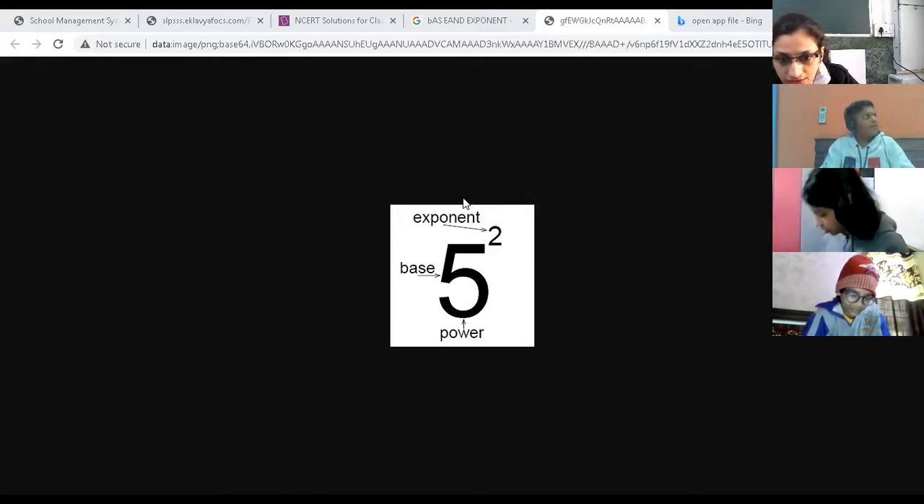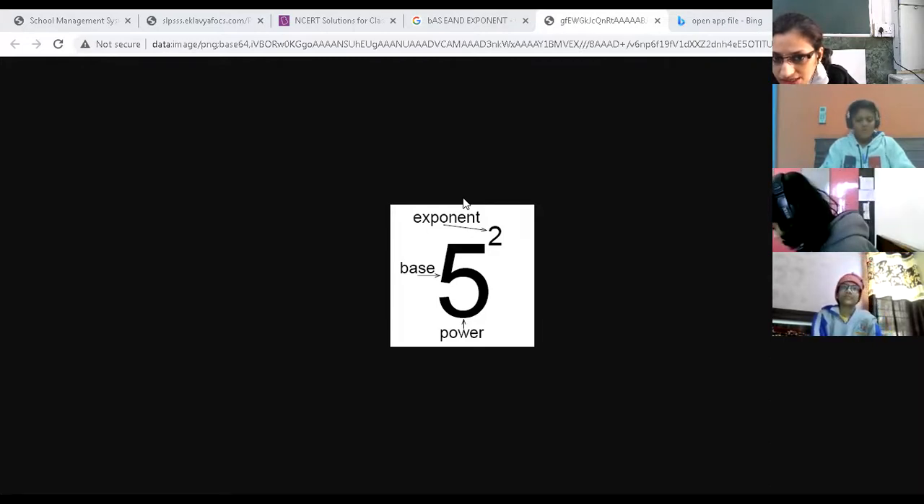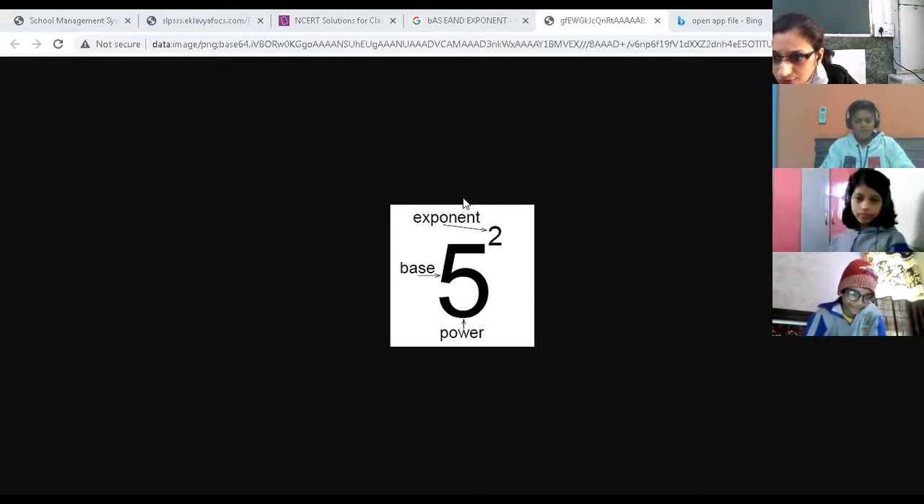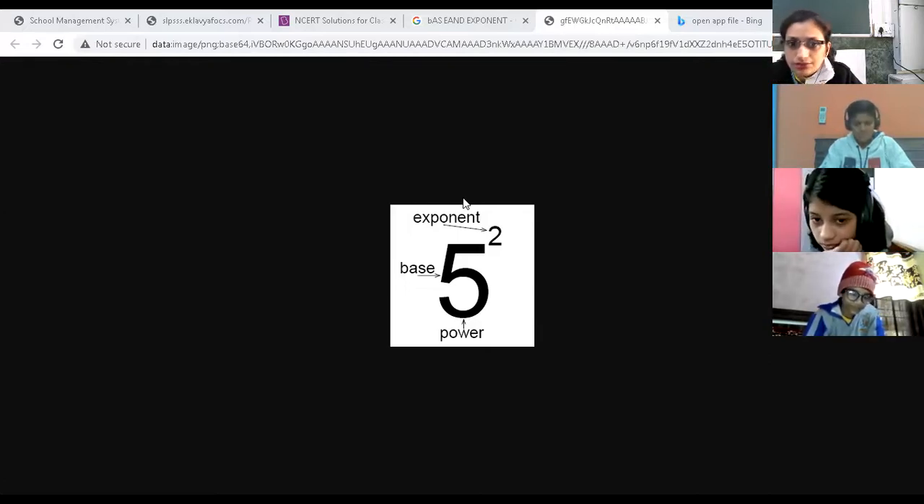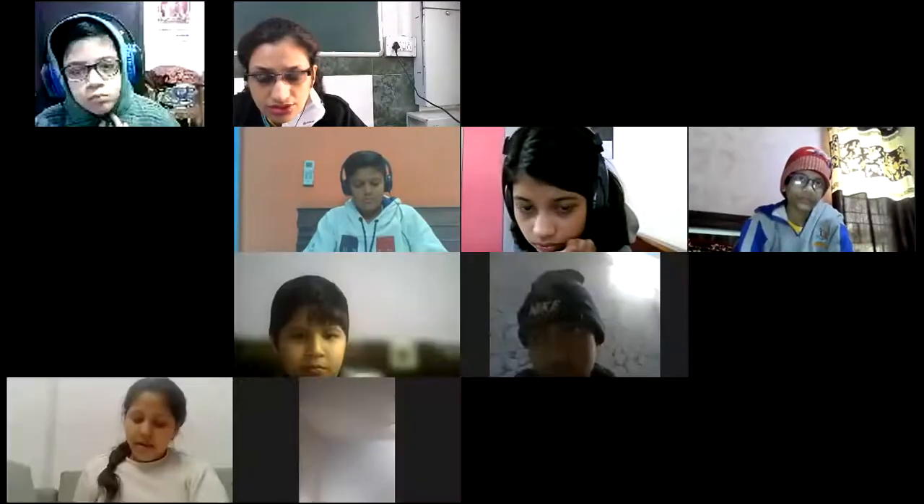If you see here, 5 is the base and 2 is the exponent. Okay, 5 is the base and 2 is the exponent. 5 raised to the power 2, that is the power of 2 or exponent of 2. 2 is your exponent or power. Got it, children?